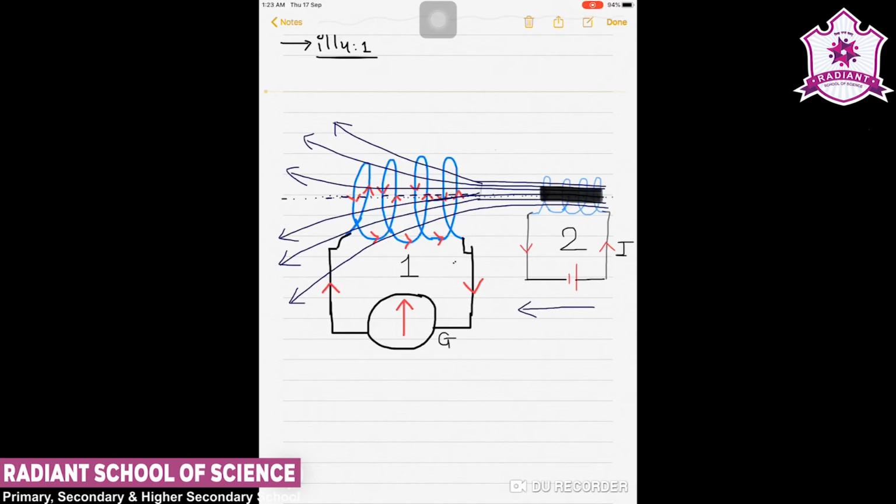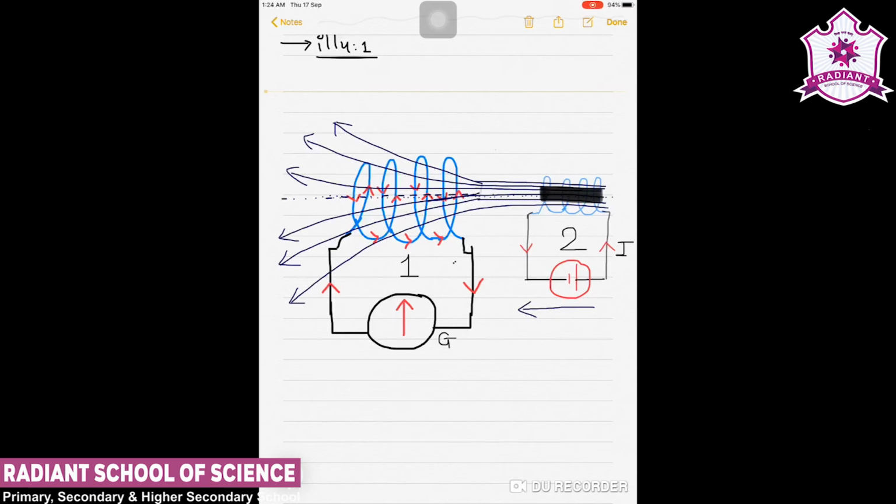The second thing we can do is connect a powerful battery or a powerful supply with coil 2. A bigger power supply can produce more current in coil 2. Due to that, the flux linked with coil 1 will increase, and we can produce more and more current in coil 1, and due to that the galvanometer will deflect more.